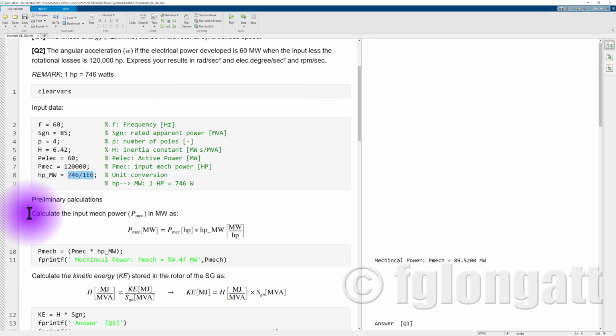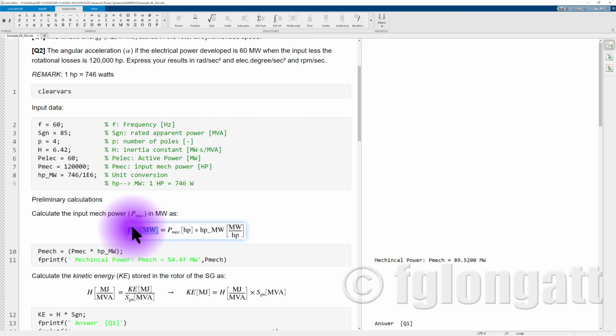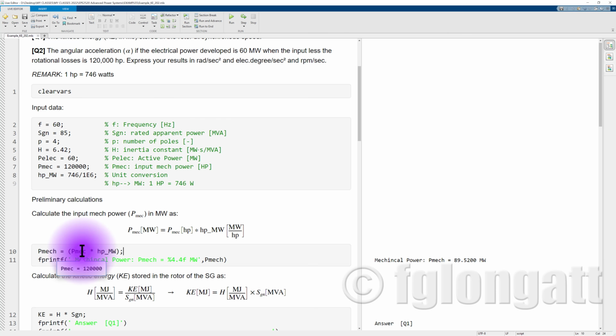It's very simple. The first step, we will convert this horsepower into megawatts. It's extremely simple. We multiply the 120,000 horsepower by this conversion that we have over here. And voila, the mechanical power is 89.52 megawatts. That is the mechanical power that we are applying on the shaft of this synchronous machine.